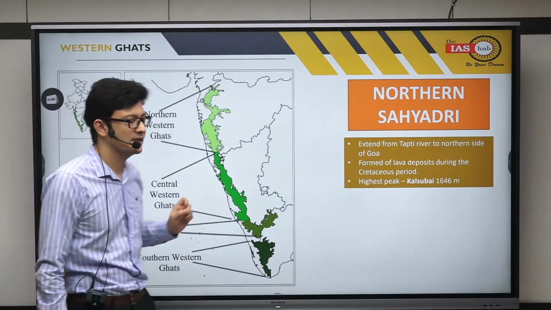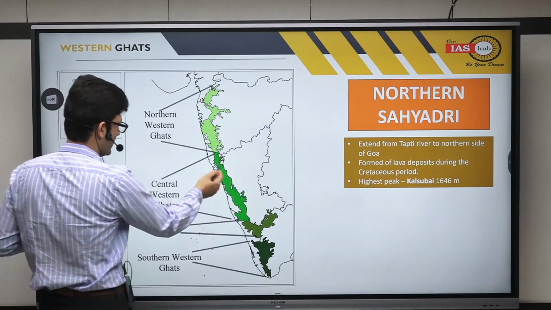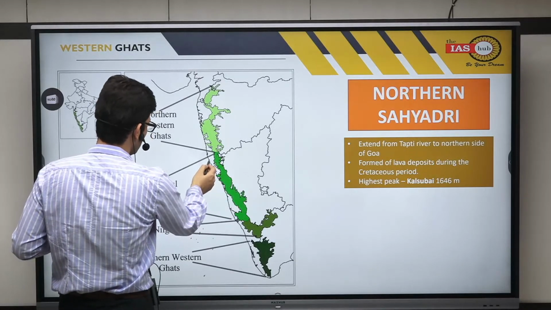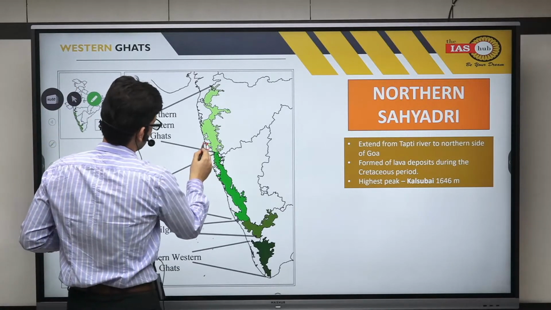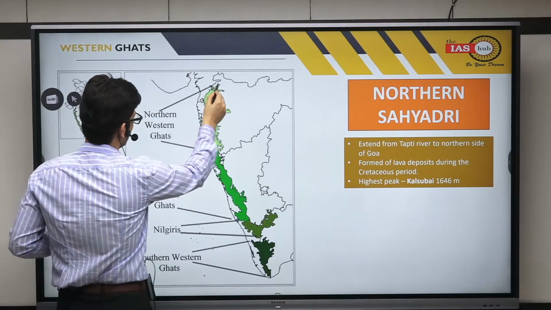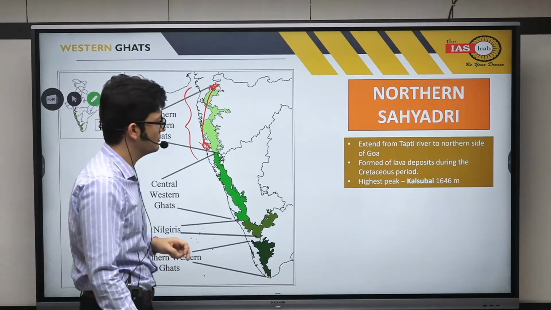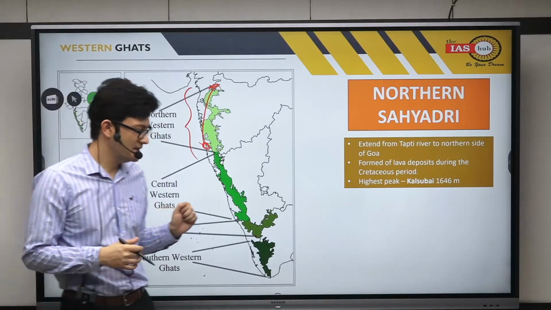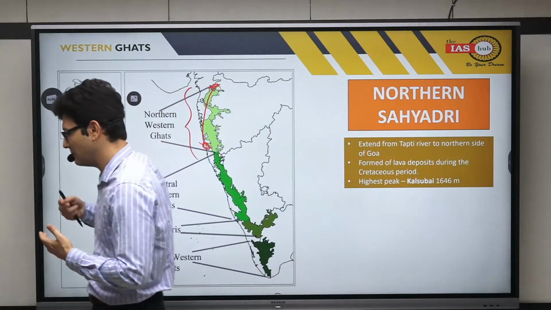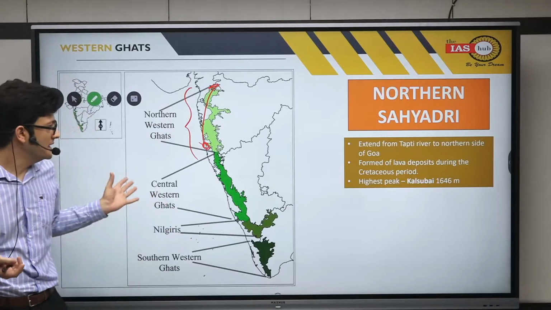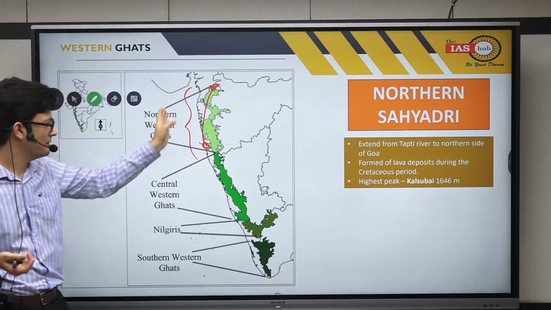The northern Sahyadris extend from the Tapi region towards the northern side of Goa. Goa you will find over here. So from the Tapi river towards the northern side of Goa, the northern Sahyadris are extended. These are formed of lava deposits. Obviously, in the Cretaceous period, when the Western Ghats were building up and the Deccan Plateau was building up, the Ghats on the northern side were formed of those deposits.